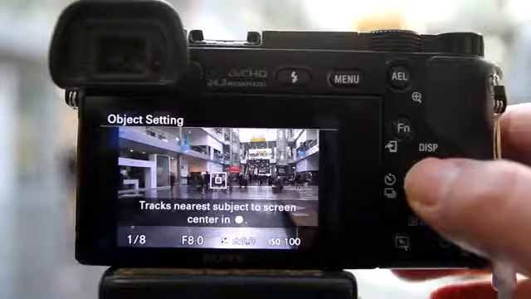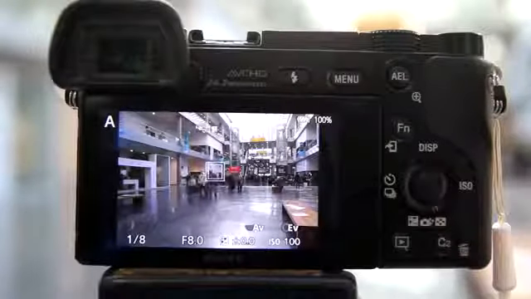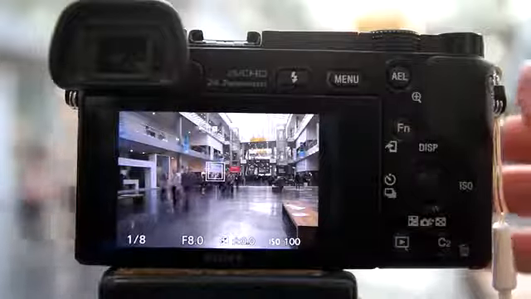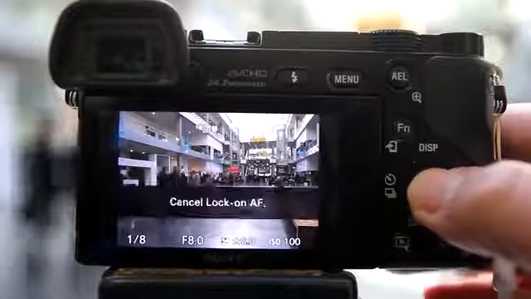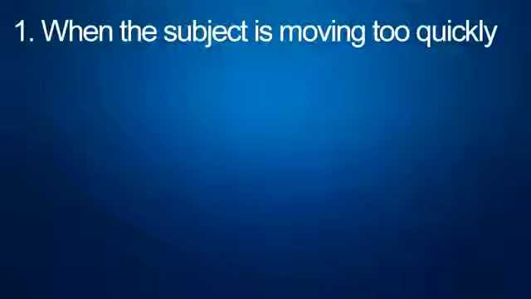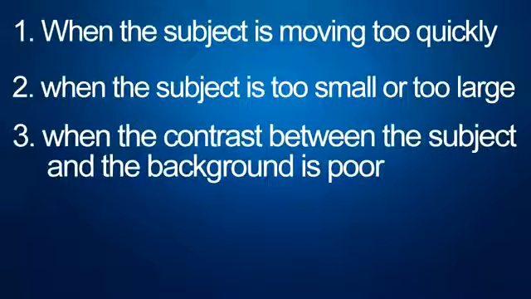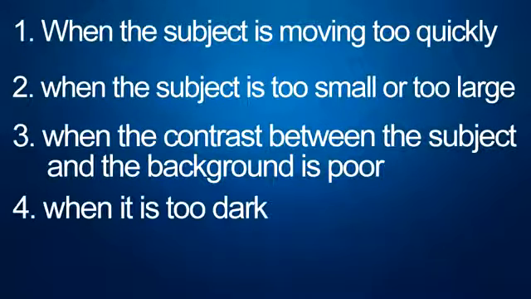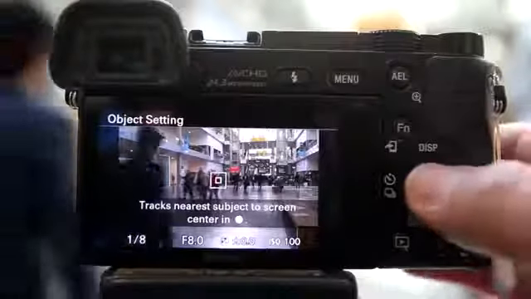Now we'll try to lock on to these 3 people. There is the lock-on box, but it did not work. It locked onto the corner of that building structure. There are some situations when the lock-on AF will not work. Those situations are when the subject is moving too quickly, when the subject is too small or too large, when the contrast between the subject and the background is poor, when it is too dark, or when the ambient light changes. Okay, I'm going to try again.